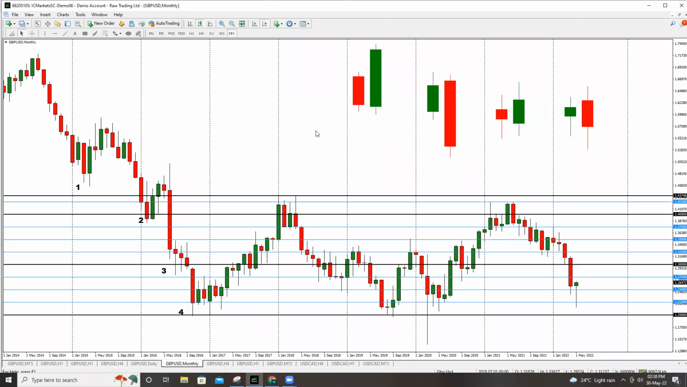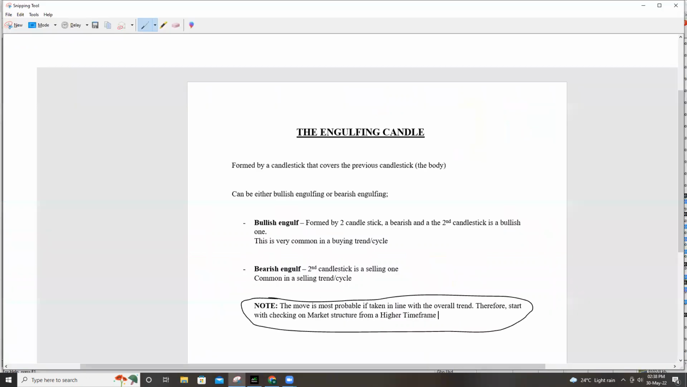So how we're going to handle this session is, first, remember the note I gave is that it's most probable if taken in line with the overall trend. So when we open our charts, what do we want to see? We want to see the overall trend first. Okay, very, very important. Even before you think of being a buyer or seller, even before you look for the engulfing, the bullish engulfing or bearish engulfing, when you open your charts, you want to get an overall trend first. Why is that important? Because the overall trend is what will determine if whichever engulfing we're going to get will really hold.